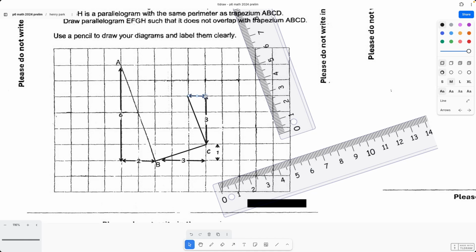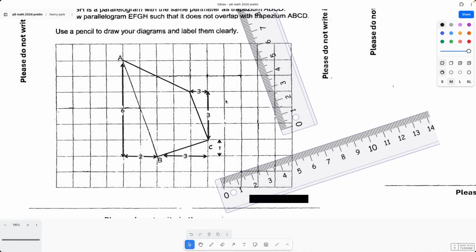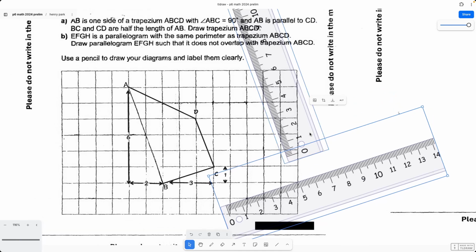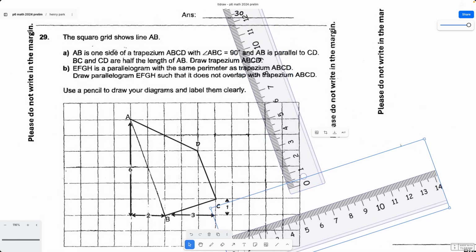Okay, so that means this is exactly where we want to be, and the last part is to just draw another line across. That's what you see over here. There you go. So that is how you draw ABCD as the trapezium. All right, so let's move on to the next part, part B.